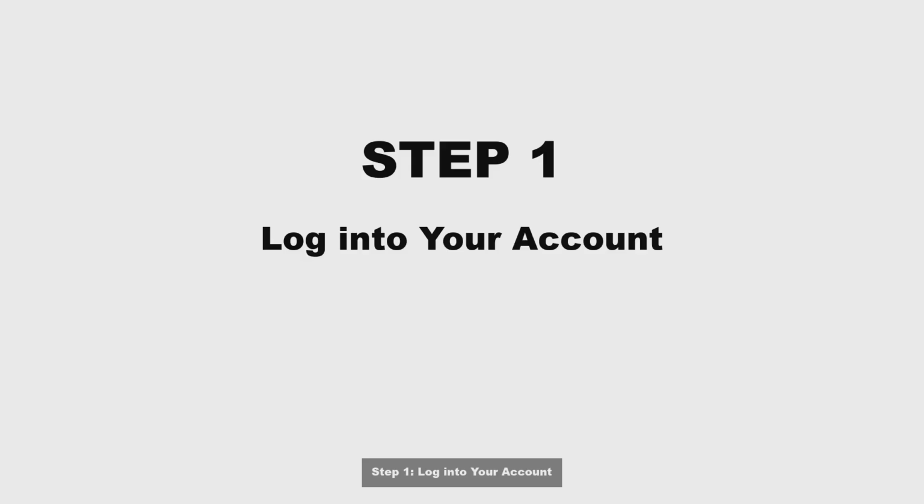Disabling two-factor authentication on your Huntington bank account can be done quickly by following these steps. Ensure you have your login credentials handy before you begin. Step 1. Log into your account.